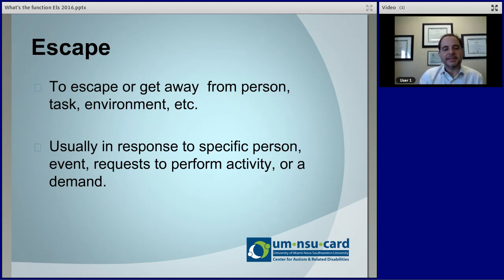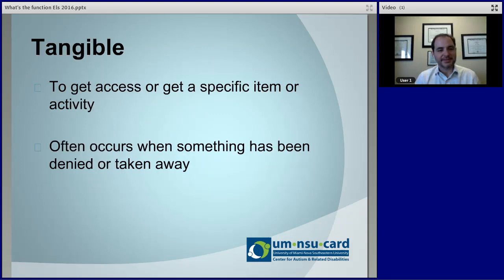So, escape. When we say escape, we're talking about a situation in which an individual is after a very specific kind of reinforcer, and that reinforcer is to escape, get away, avoid, or delay a person, a task, or some environment. It's usually in response to a very specific person, event, activity, or demand. We've probably all encountered this when we ask someone to do something they don't want to do. Brush your teeth. I remember when my kids were little and we were working on brushing teeth for the first time. That was a difficult situation, and they would cry and tantrum in an effort to escape brushing their teeth. So that's a fairly common consequence that we encounter, escape. Lots of people like to escape lots of things, so I think that one makes sense and speaks to a lot of us.